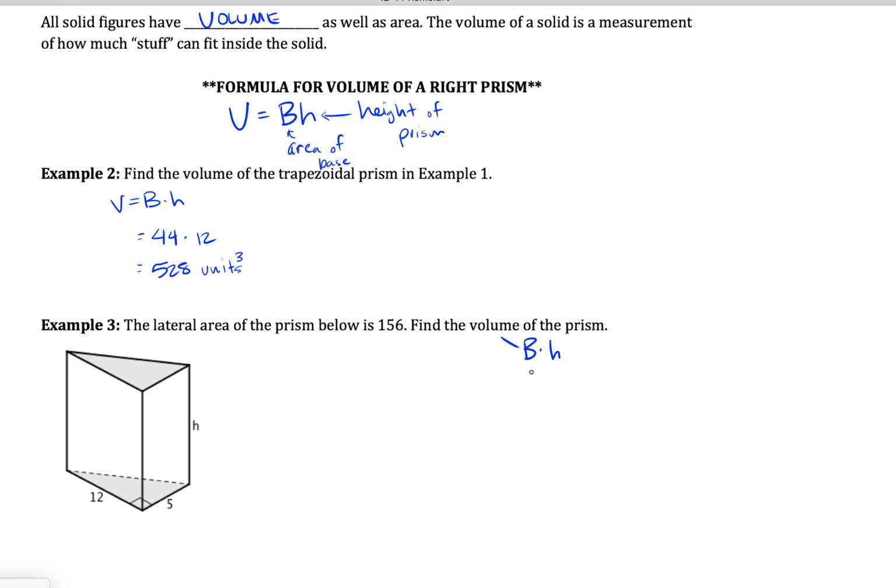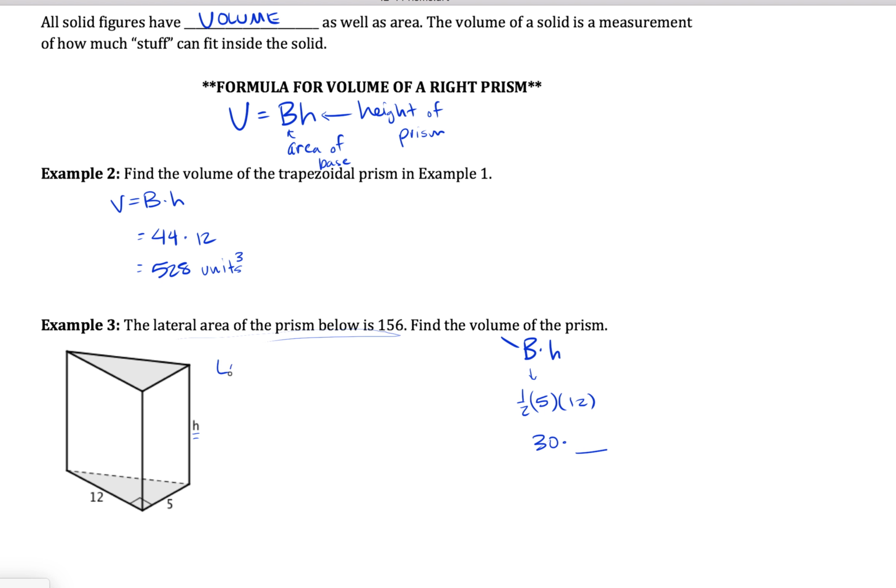So I know that to calculate the area of the base, I'm going to take half of 5, because that's the base of that triangle, times 12, because that's the height of that triangle. And half of 5 times 12 is 30. Now I'm going to multiply that times the height, but you can see over here I don't know the height right now. That's where this information is going to come in handy.